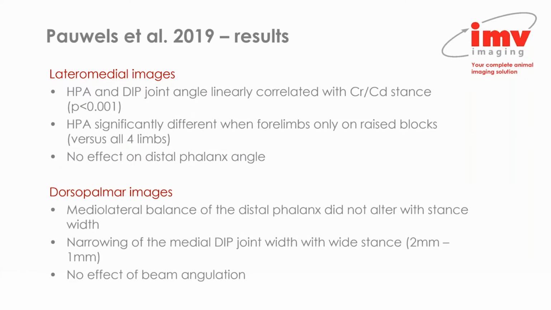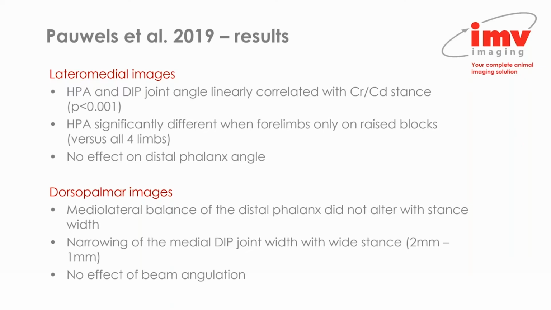So for lateral medial images, the hoof pastern axis and the angle of the distal interphalangeal joint were both linearly correlated with the cranial caudal stance of the limbs. The hoof pastern axis was also significantly different when the forelimbs only were on raised blocks versus all forelimbs being placed on raised blocks. There was no effect on the angle of the solear margin of the distal phalanx.